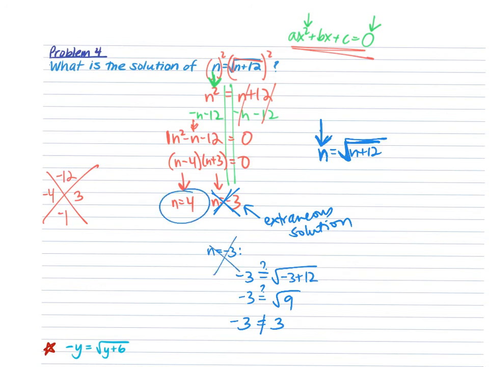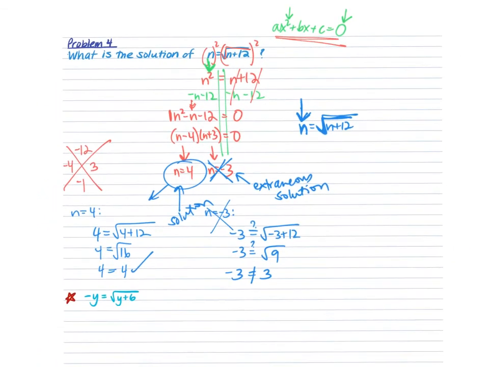So that means this is going to be our only solution, and you can double check that that works by plugging in 4. Does 4 plus 12, the square root of that is 16. Square root of 16 is 4. So 4 does equal 4. So this is my solution here. It's just n equals 4. It's not n equals negative 3.